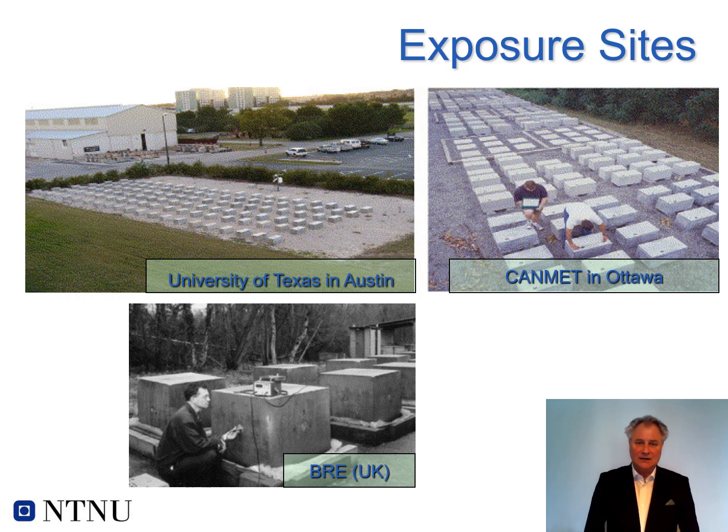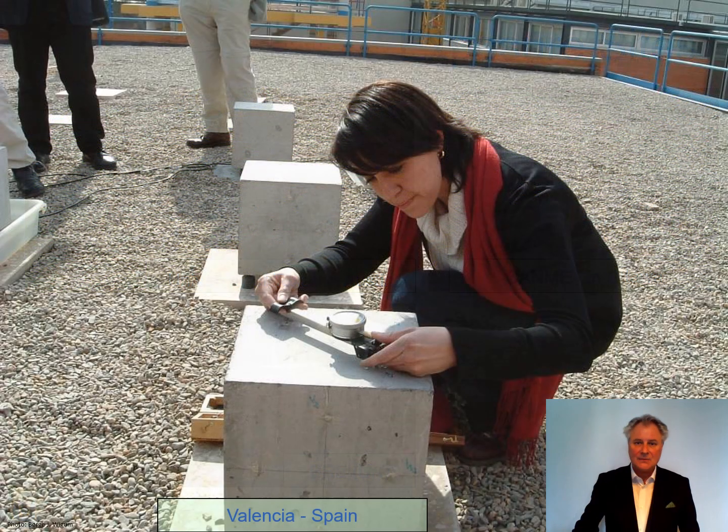So it was quite early that people started to develop these outdoor exposure sites, down to the black-and-white picture you see from the UK. To the left you see the outdoor exposure site at the University of Texas in Austin, and you also have a very big site at CanMet in Ottawa in Canada. At those sites, they are mixing all kinds of different concrete and types of aggregates, and they are measuring expansion and comparing also to what they are measuring in the laboratory.